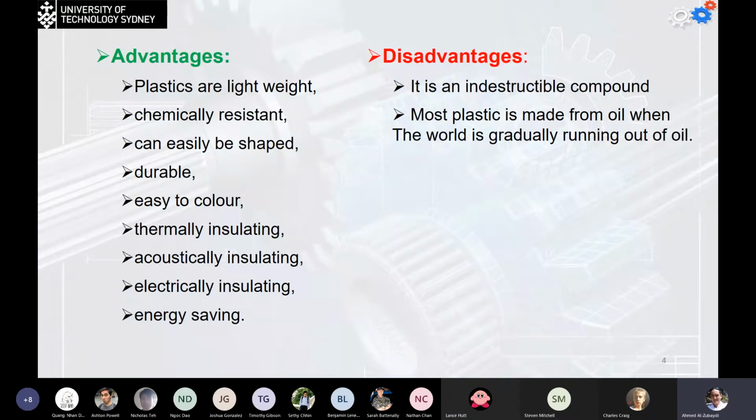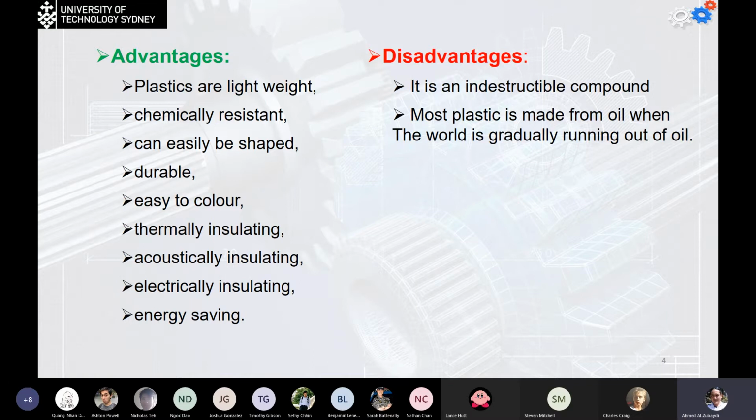Because of this specification, we have some advantages and disadvantages for plastic. Plastic is light in weight. That's why it is widely used in many products. Chemically resistant, can easily be shaped. Durable material after it has been shaped. Easy to color by adding some additives. Thermally insulating, acoustically insulating, electrically insulating, and it can also be used for energy saving.